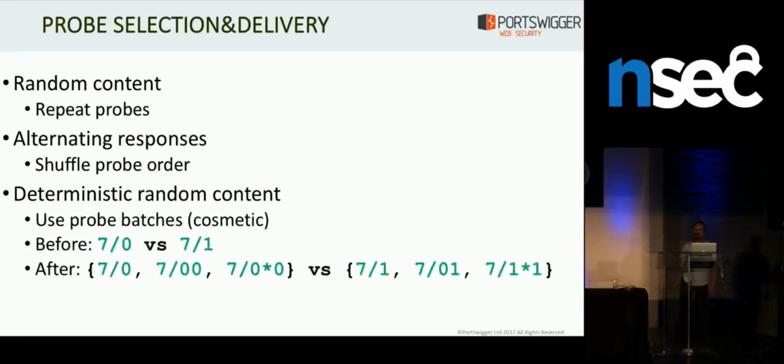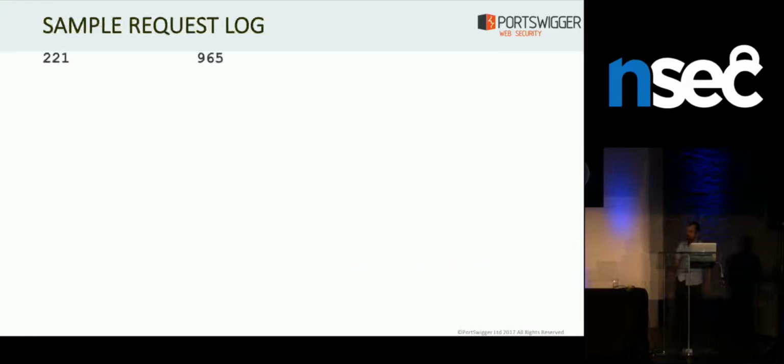So the way to address this is to use probe batches. Take each of the items in your probe pair and just make a few cosmetic variations of them. So for example, 7 divided by 0 and 7 divided by 0, 0 should have exactly the same effect on any application that's vulnerable. But if your input is just being fed into some random number generator or maybe base 64 encoded or such like, then that will get different results and that will prevent this false positive. So hopefully that makes sense.